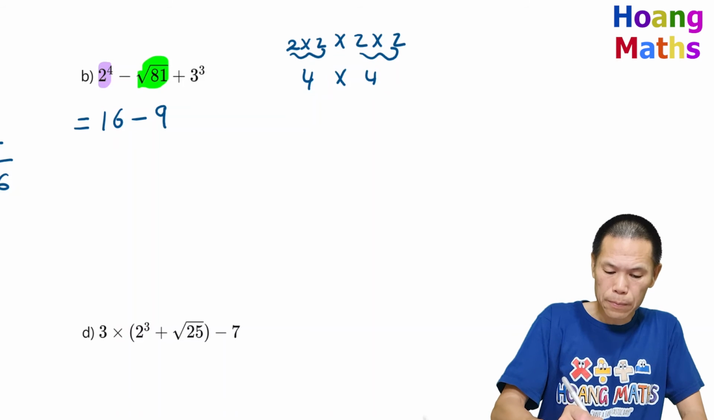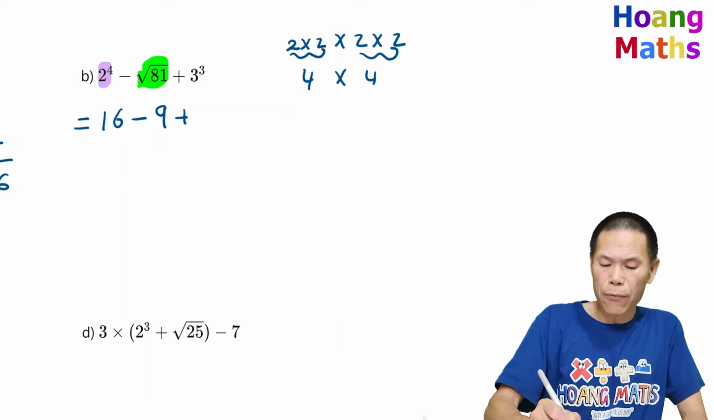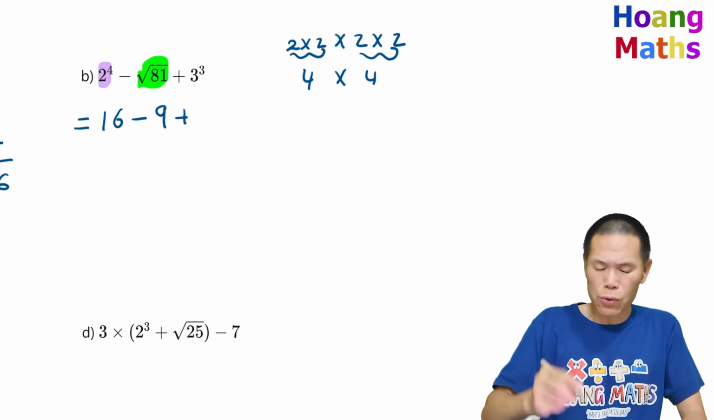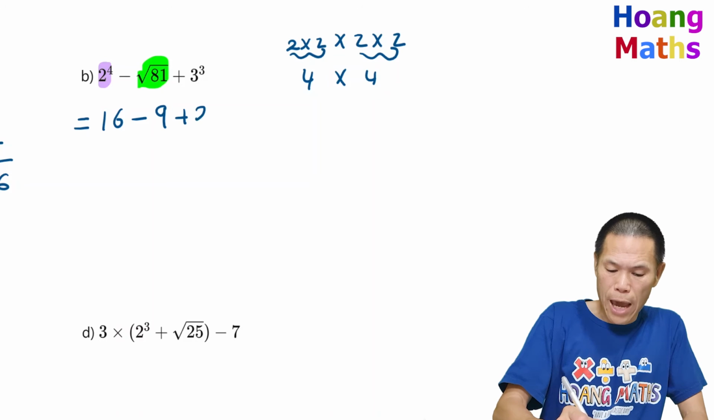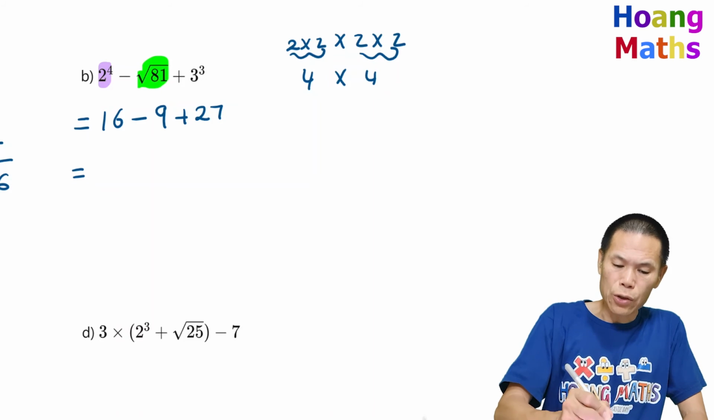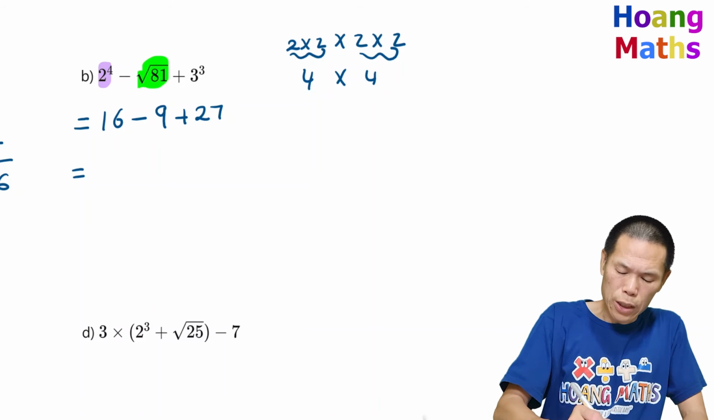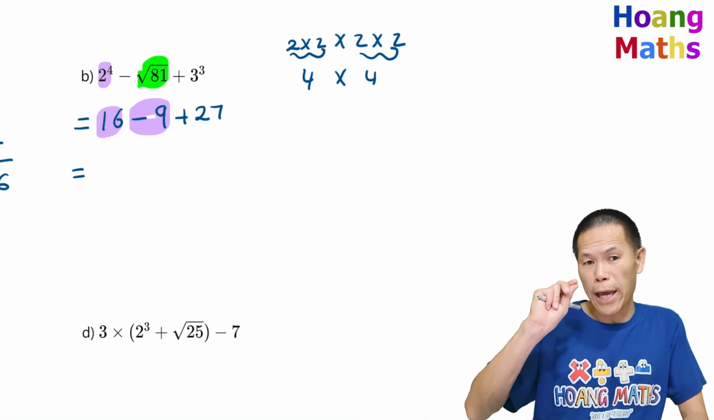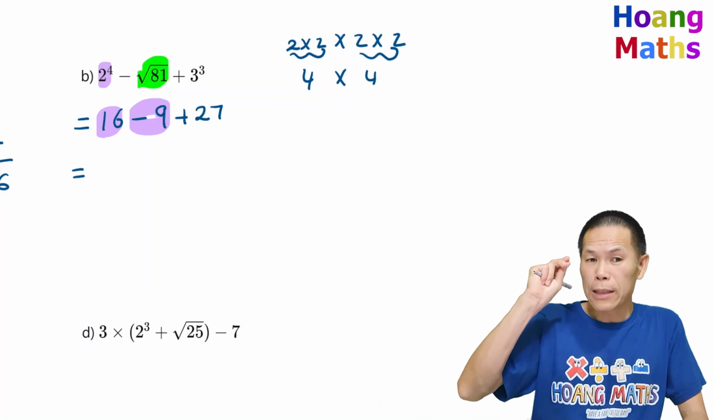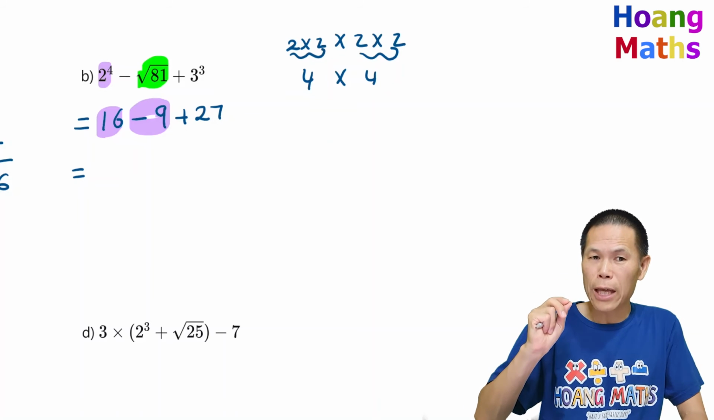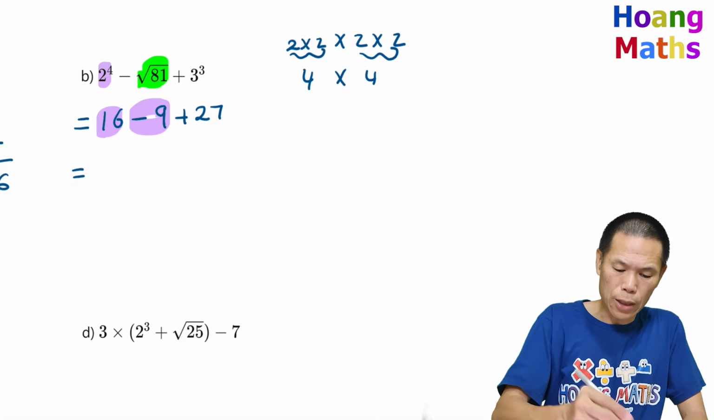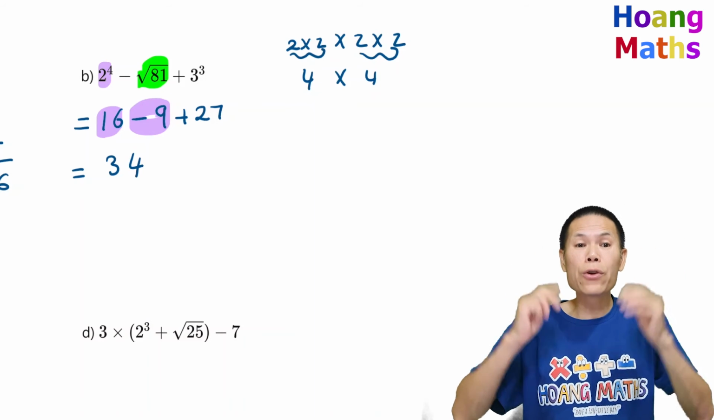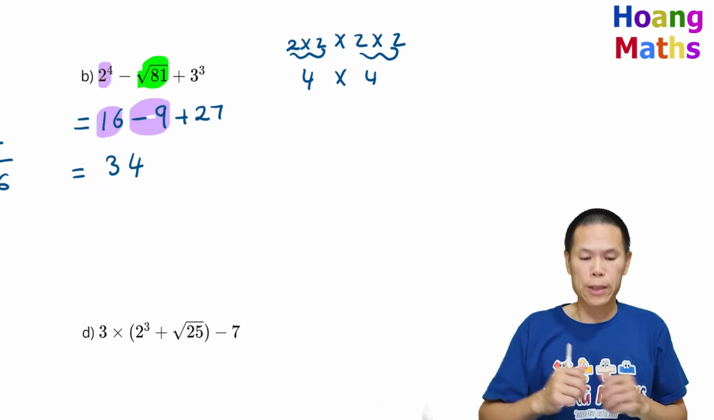So it's 9. We add 3 to the power of 3. Because 3 times 3 is 9, 9 times 3, 27. We add 27. So there you go. So what I do, I just go 16 minus 9. 10 minus 9 is 1. Add 6 is 7. Then 27 plus 7. So that is 34. So that is 34. So there you go. And I hope you got it correct.